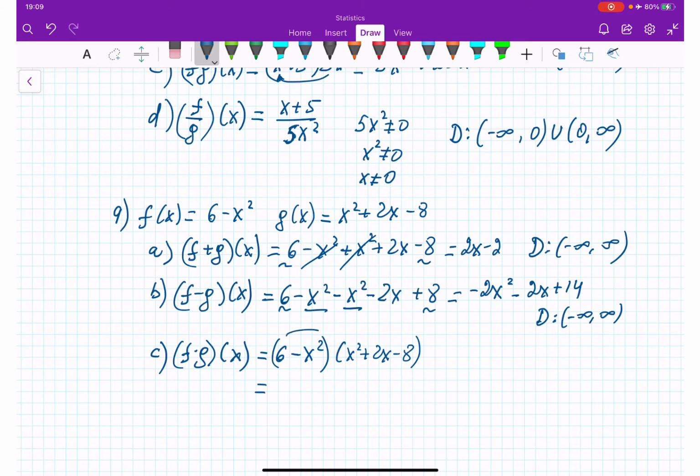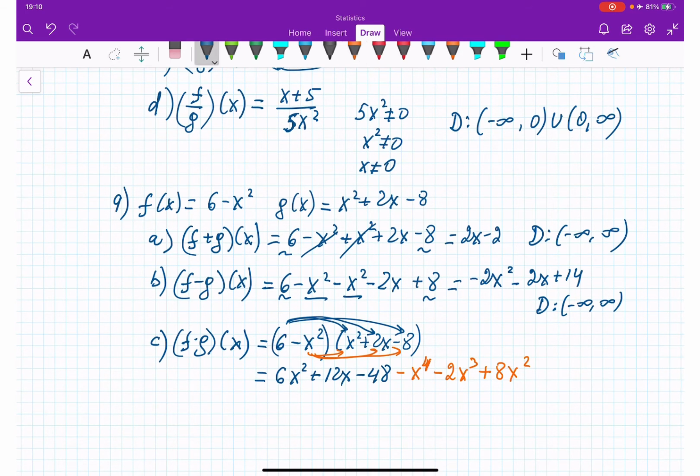So 6 by this, by this, by this. It's going to be 6x squared plus 12x minus 48. Next, this by this, by this. It's going to be minus x to the 4, minus 2x cubed, and negative x squared times negative 8 is going to be positive 8x squared.